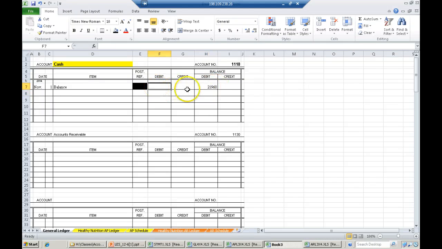$21,960. Now let's go ahead and format our cells, and let's try to make this a little bit easier on ourselves. Let's go ahead and put the formula. Actually, we're going to hold off on the formula. So now we have everything formatted.